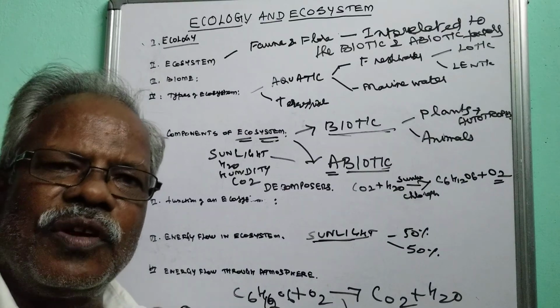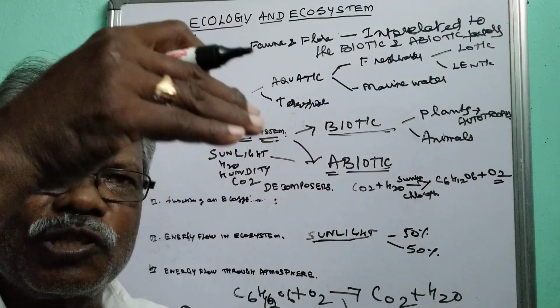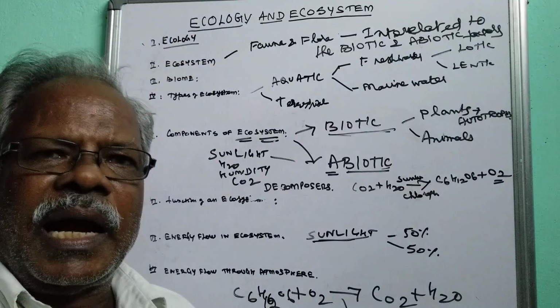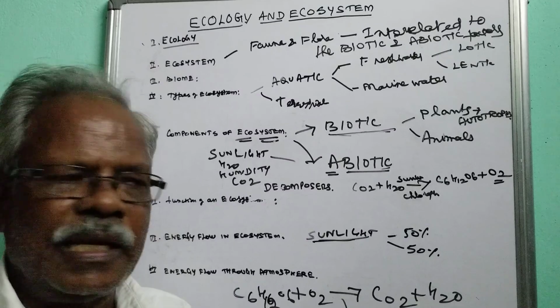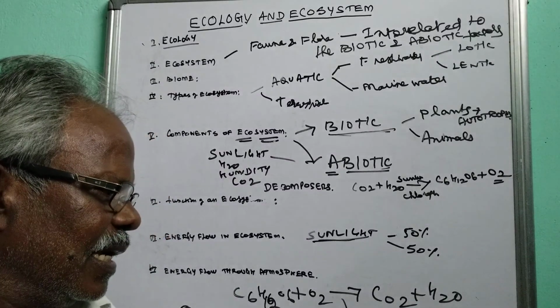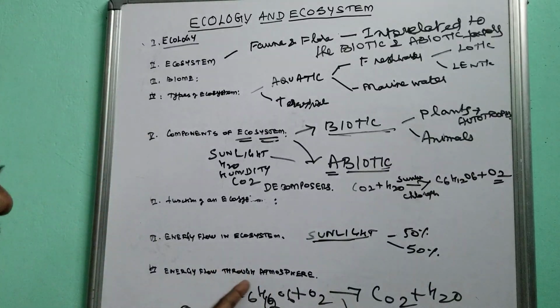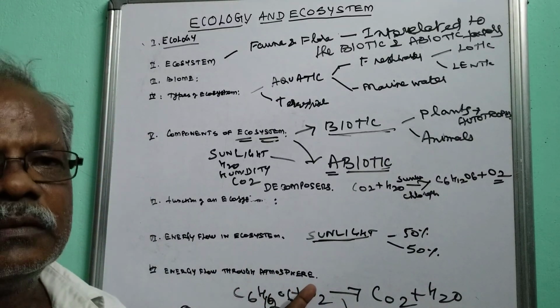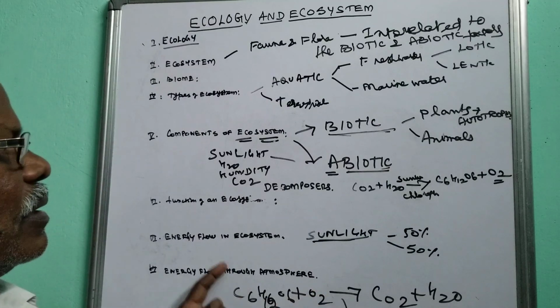This is the second law of thermodynamics. While the energy flows from one level to another, that is producer to primary consumer to secondary consumer and tertiary consumer, there is a loss of energy, and that loss of energy is in the form of heat. So this is the energy flow through atmosphere. This is by the law of thermodynamics.